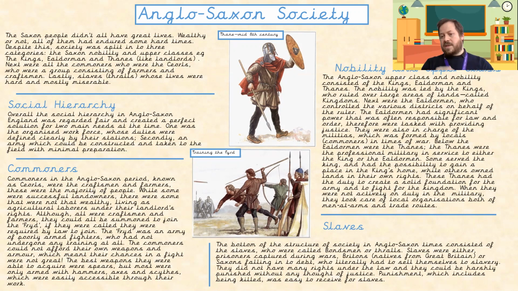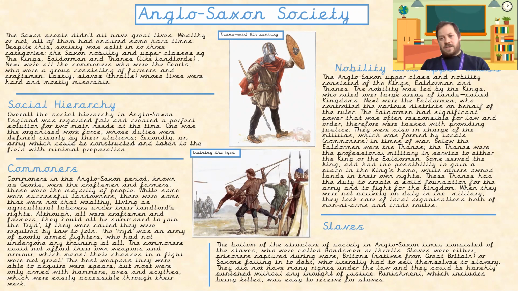Below the aldermen were the thanes. The thanes were the professional military in service to either the king or the alderman. Some served the king and had the possibility to gain a place in the king's home. While others owned lands in their own right, these thanes had the duty to create a solid foundation for the army to fight for the kingdom. When they were not actively on duty in the military, they took care of local organisations, both of men-at-arms and trade routes.